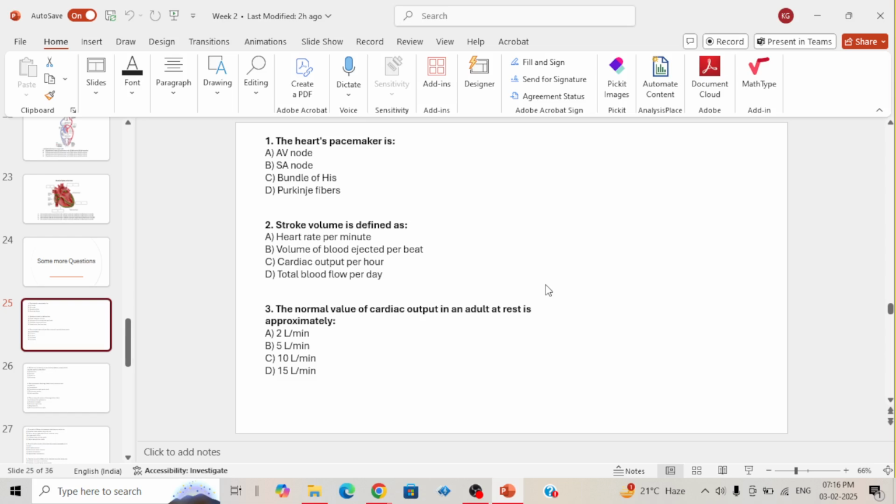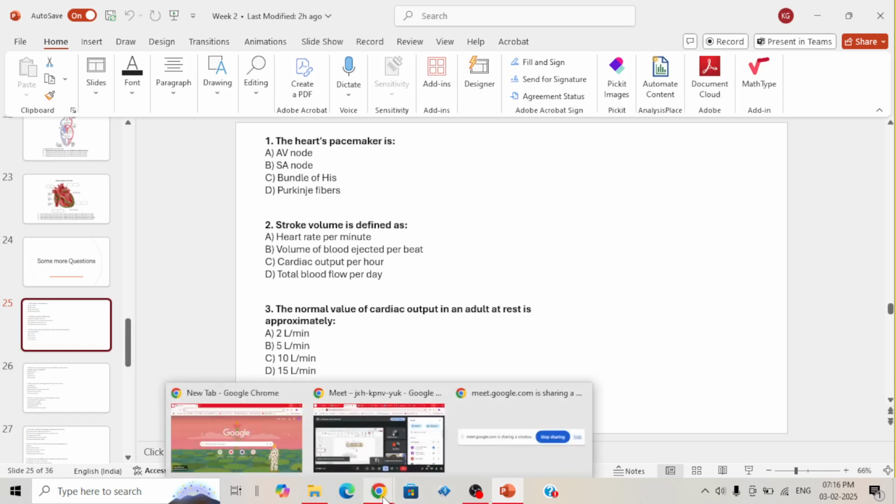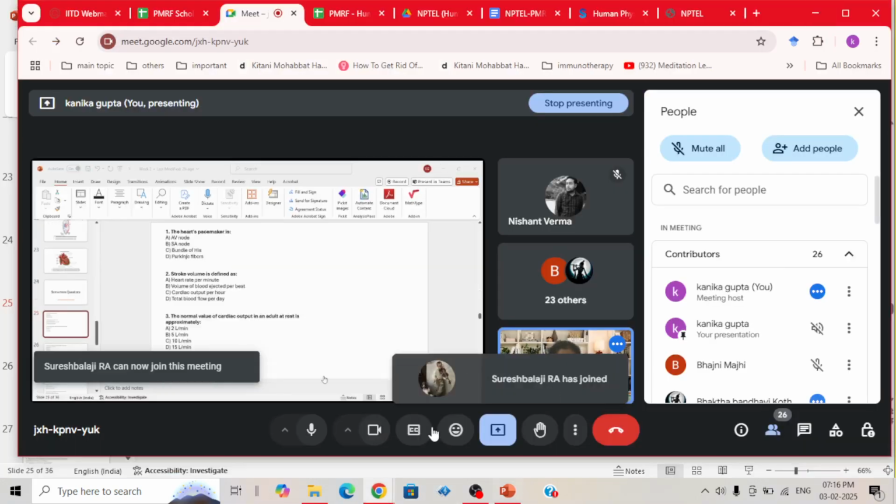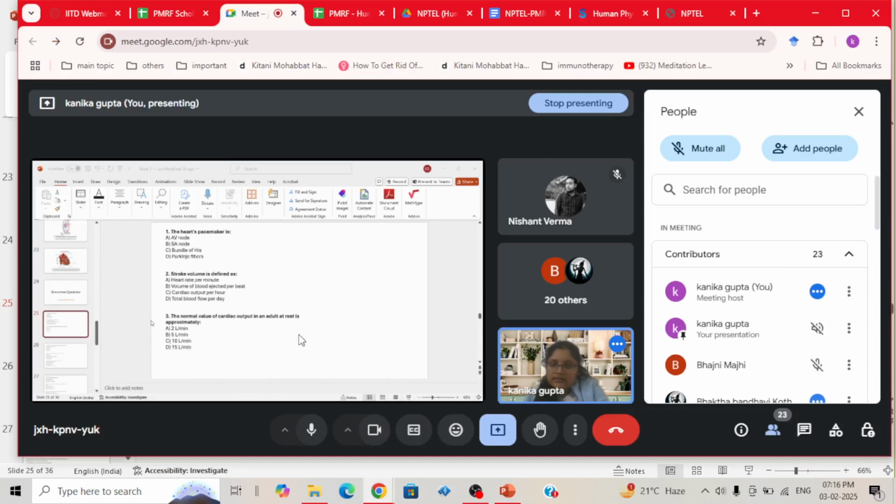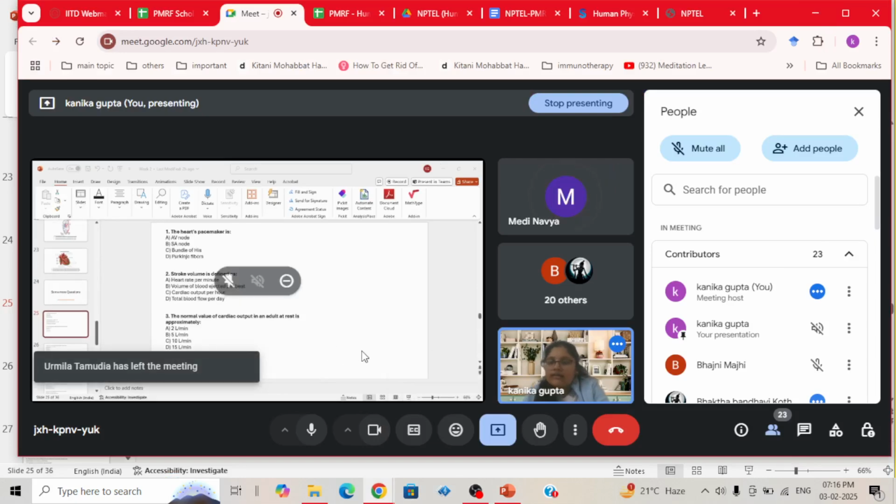Okay, stroke volume is defined as, again, read the question carefully and the options also. Option B. Volume of blood that is ejected per beat. Yes, it is that.